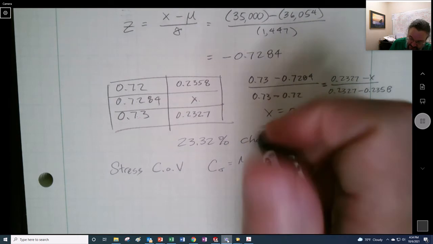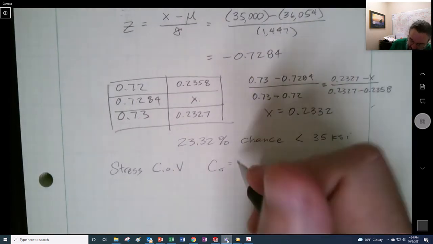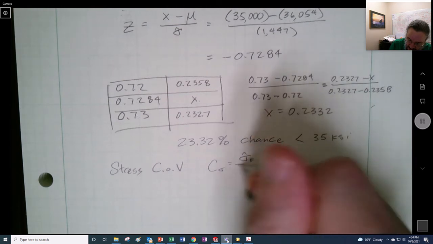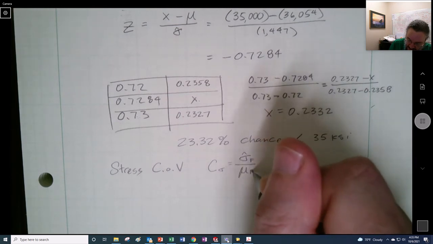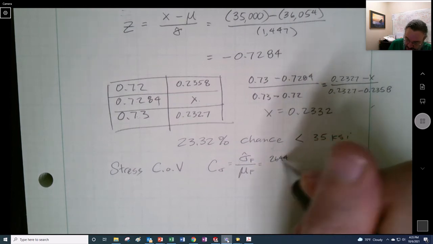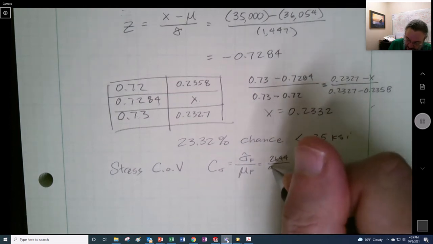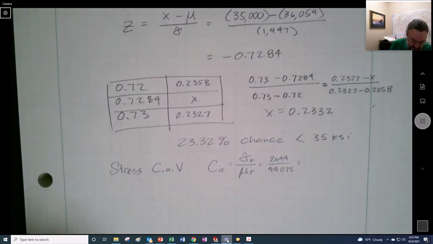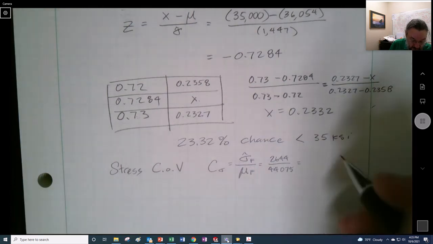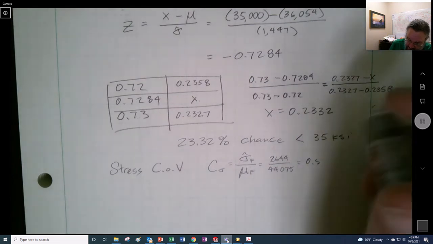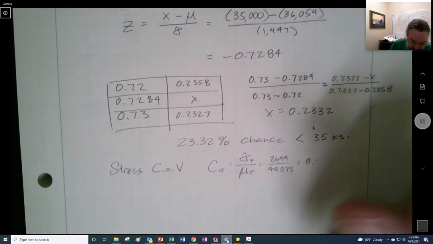It's the standard deviation over the mean. I keep getting that confused. So it's the standard deviation of force over the average force, or 2644 divided by 44075. We get a very small number, 0.05. Ooh, very, very, okay.